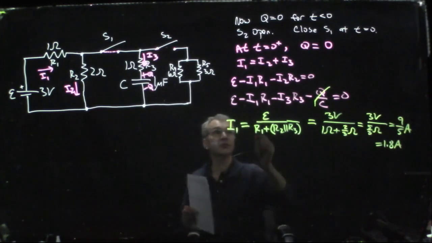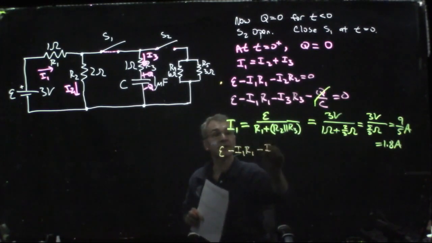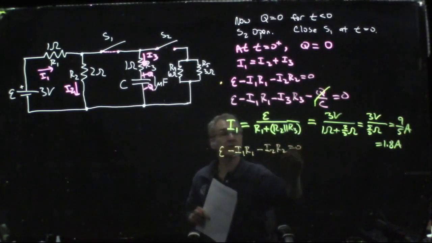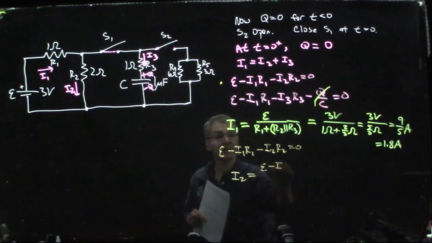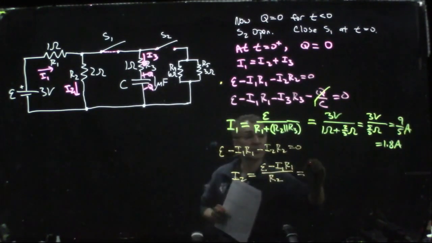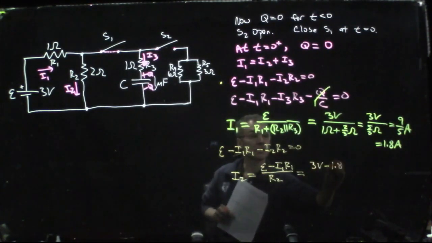Then, to get I2, we could just use this equation: the battery EMF minus I1 R1 minus I2 R2 equals 0. That's just copying that. So I2 is the battery EMF minus I1 R1, divided by R2. So this is 3 volts minus 1.8 volts, divided by 2 ohms.